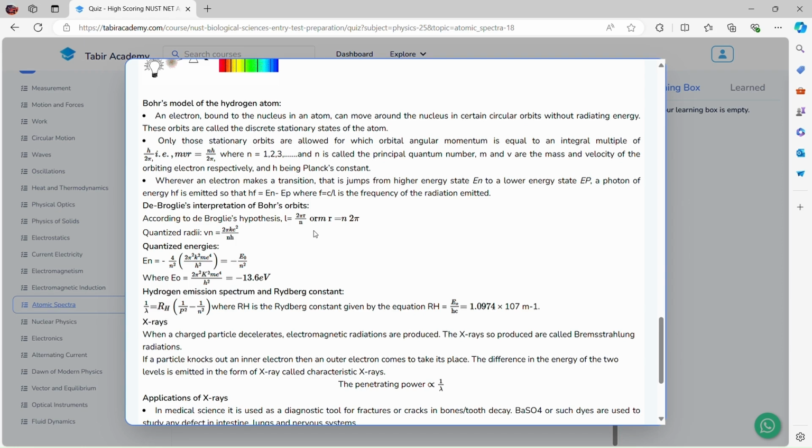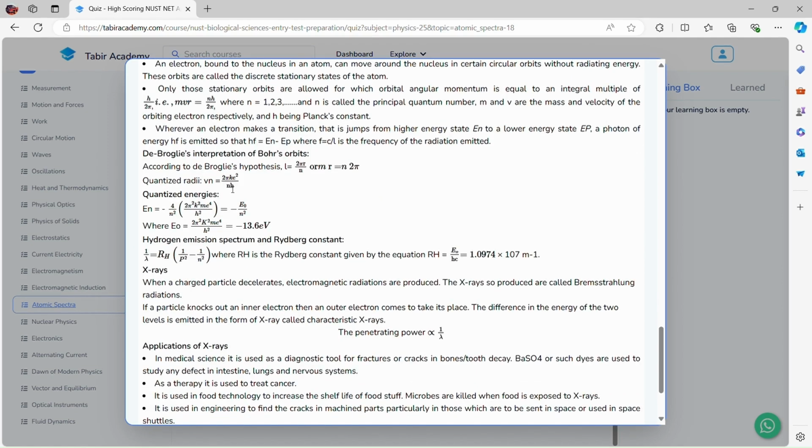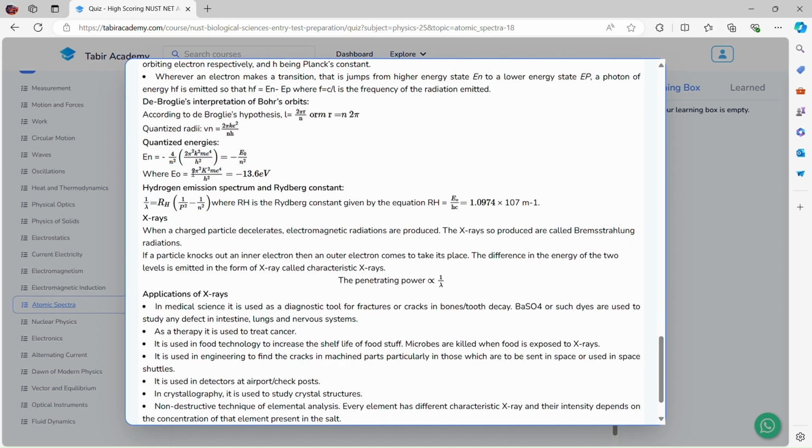According to de Broglie's hypothesis, lambda equals 2 pi r over n, or mvr equals nh over 2 pi. Quantized radii, rn equals n square h square over 4 pi square k me square. Quantized energies, En equals negative 1 over n square multiplied by 2 pi square k square m e to the power 4 over h square. This is equal to negative E naught over n square, where E naught equals 2 pi square k square m e to the power 4 over h square, and it is equal to negative 13.6 eV.